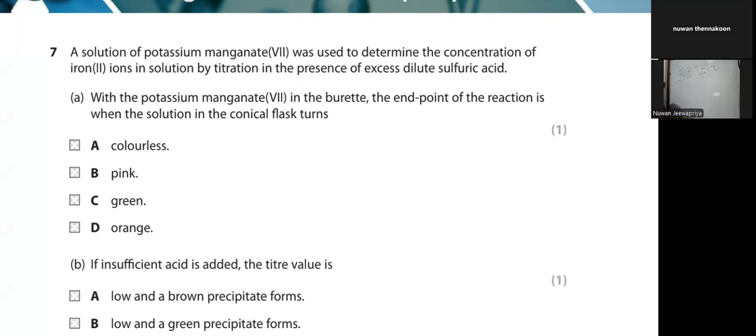In part B, if insufficient acid is added, you have to say something about the titer value. First, we will go to question 7a.